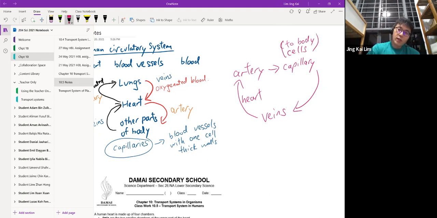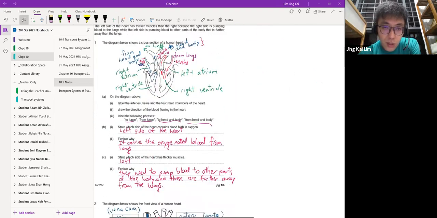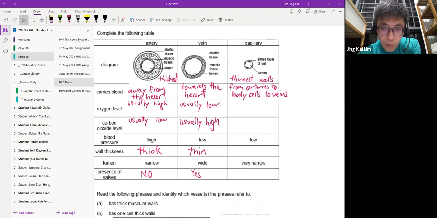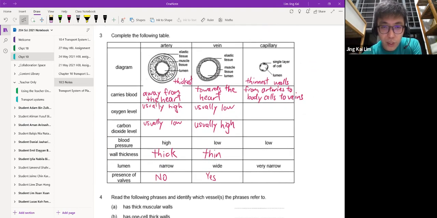So there is a cycle here. There is a subsidiary of the whole human circulatory system. So this system is actually not simple. It's actually quite complex, so we need to be very careful when we talk about all these things.